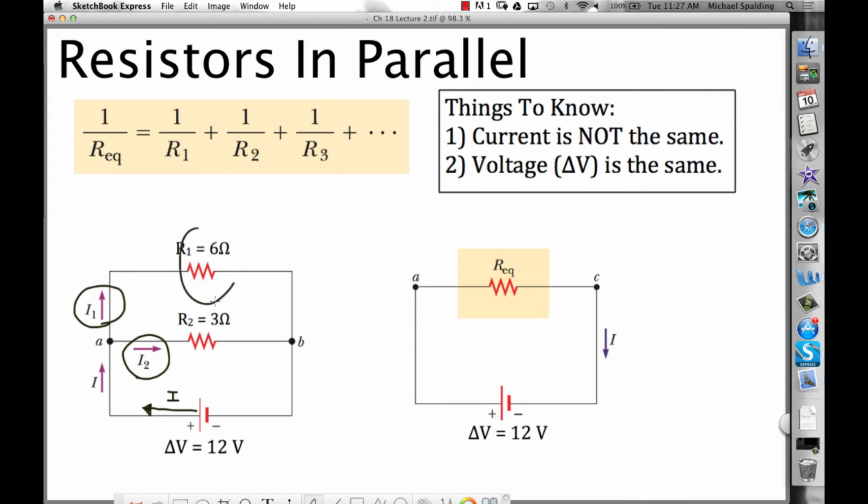So notice that these two resistors here are on different branches of the circuit. That is the characteristic of parallel. Whenever a circuit splits, you have a situation where it's parallel.